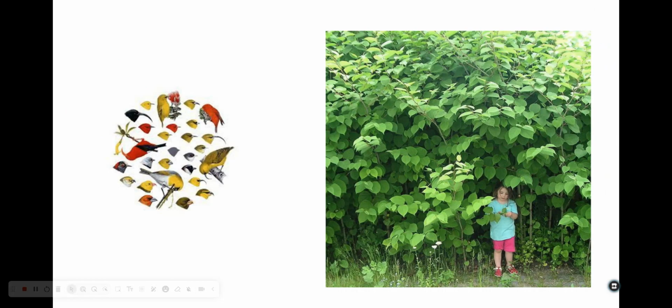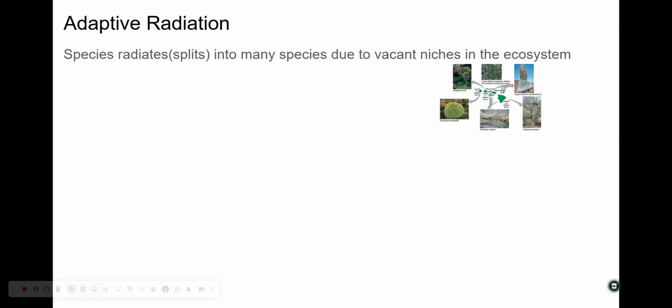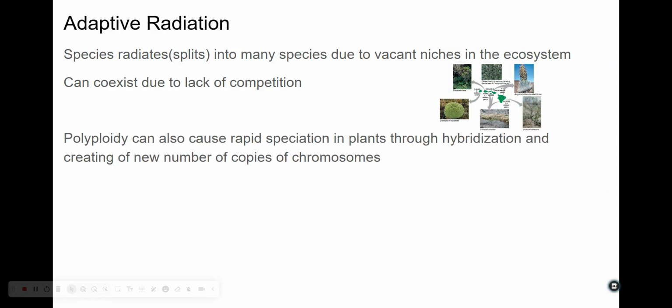All right, next up we have our next concepts. Actually, two concepts. So we have one on the left and one on the right here. On the left, we have adaptive radiation. So adaptive radiation, like the Hawaiian honey creepers on the previous slide, or the picture of the silver swords of Hawaii to the right here, are when a species radiates or splits into many different species due to vacant niches in the ecosystem. And they can coexist due to a lack of competition. So because of these empty or vacant niches, it allows them to speciate rapidly, and they can coexist because they're not competing for resources.